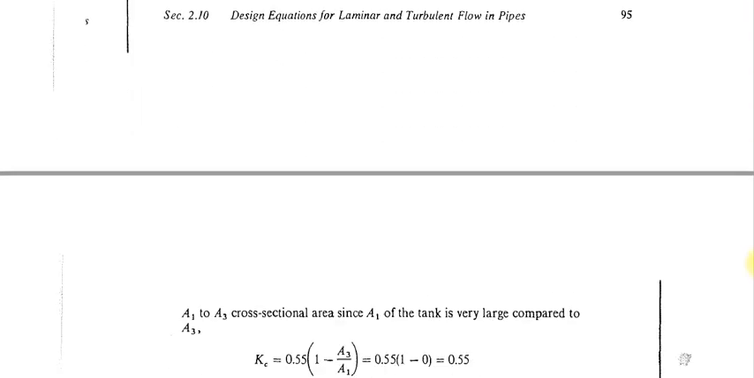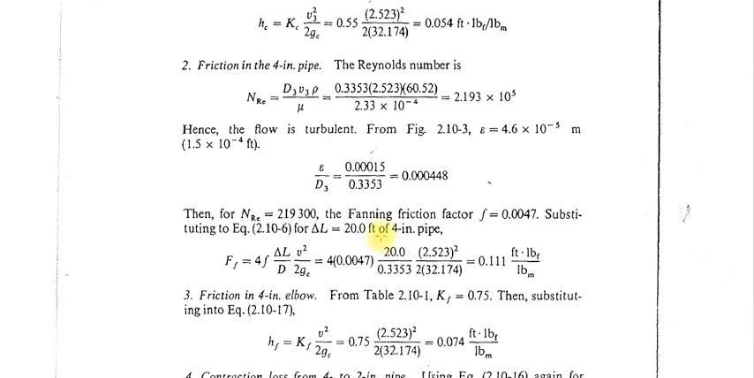So just substitute delta L equal to 20. This is the diameter of the pipe, 0.3357. This is f, calculated here as 0.0047. The V value we have calculated is 2.523. Then gc is 32.174. Now just substitute these values here, and you will get the friction loss: 0.111 ft·lbf/lbm. This is the friction loss, the energy loss per unit weight, per unit pound.